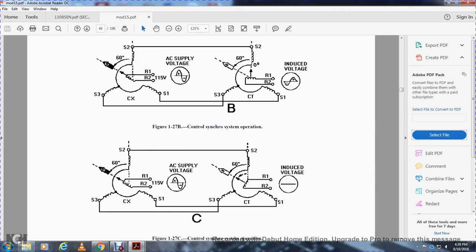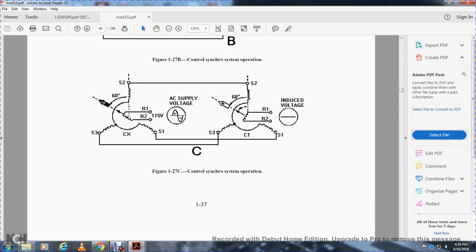All right, the AC voltage supply at rotor 1 and rotor 2 is at 60 degrees with the control transformer, with stator 2 going to stator 2 of the control transformer. They are also at a 60 degree angle, with rotor 1 and rotor 2 shown and the induced voltage straight. Stator 2 and stator 3 of the control transformer and transmitter are connected, and stator 1 is connected to stator 1 of the transmitter.